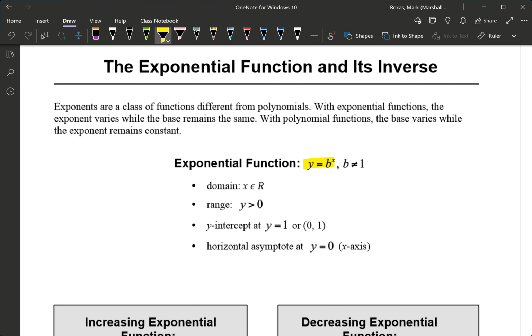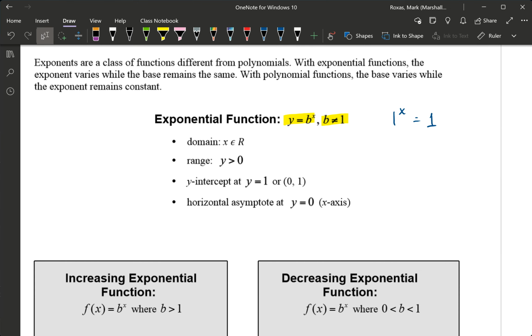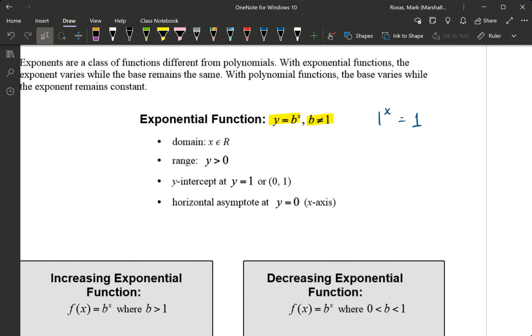X is the exponent. Some things about the exponential function we must know is that the base cannot be equal to 1. If it was equal to 1, then you would have 1 to the x, which is always going to be 1, which is a constant function, a linear function. So the exponential does not work with a base of 1. But for other bases that are not 1, we can consider.